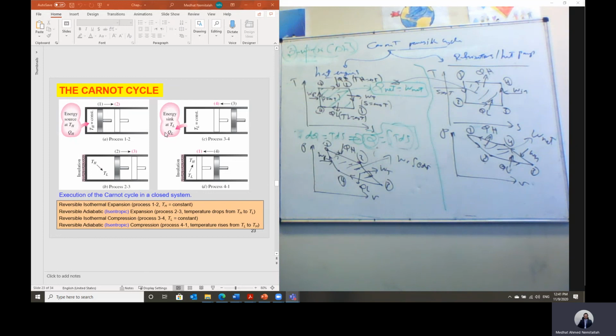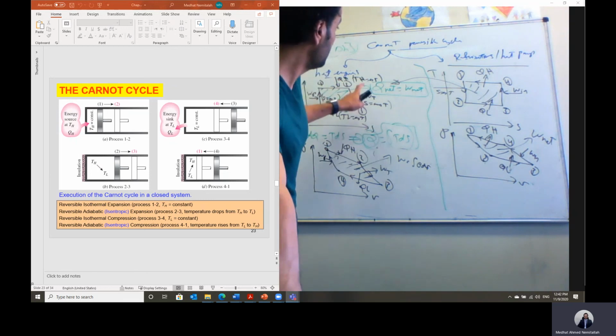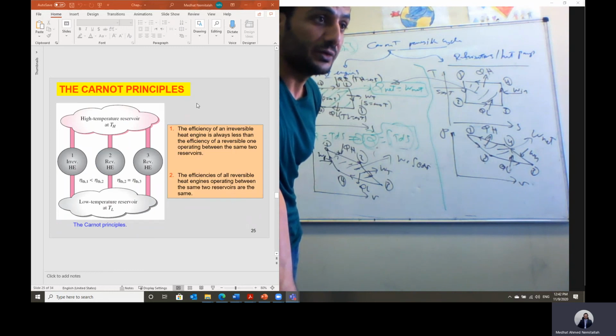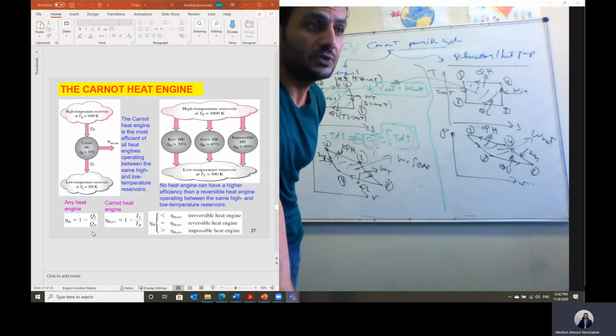Okay, I told you in case of reversible system, the ratio Q high over Q low in case of Carnot cycle is the same as T high over T low. So inshallah next time I will give you this proof, how we actually prove that Q high over Q low is the same as T high over T low in case of Carnot heat engine. So inshallah we'll be talking about this. So this is what we said. This is the maximum efficiency.